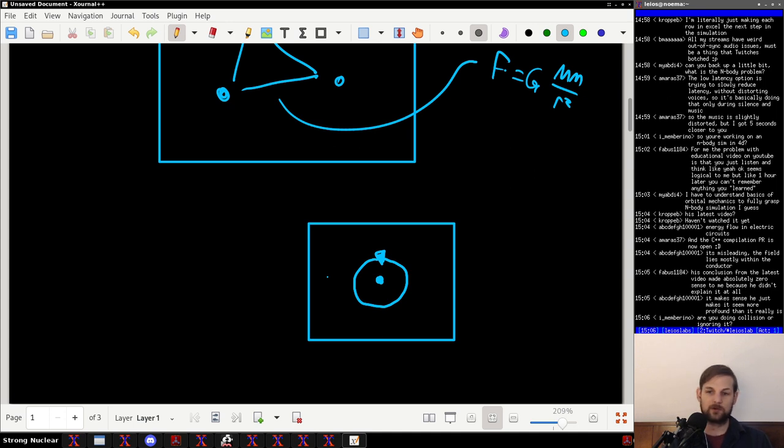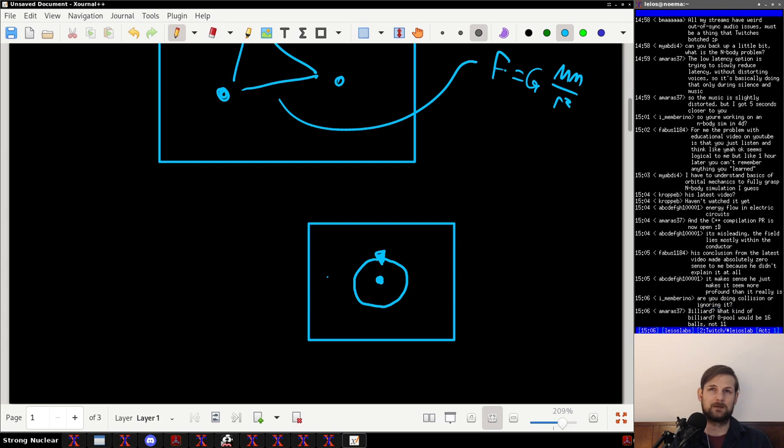Are you doing collisions or ignoring it? For this simulation, you're not directly doing collisions, but if two particles get incredibly close to each other, you do have to do something about it. I think it depends. I think I've seen some people with a variable time step that do something about it to more easily deal with the particles as they get close together, but I'm not sure.